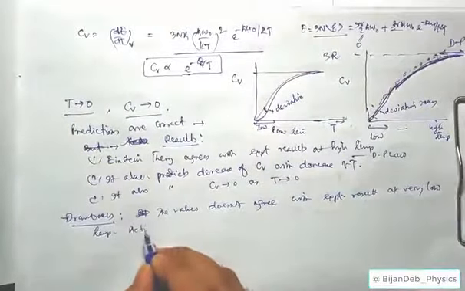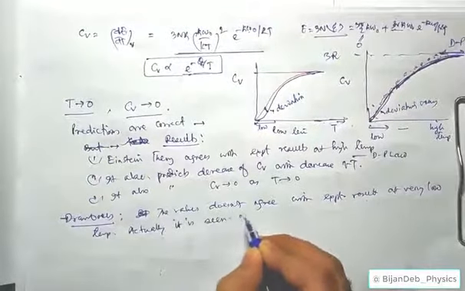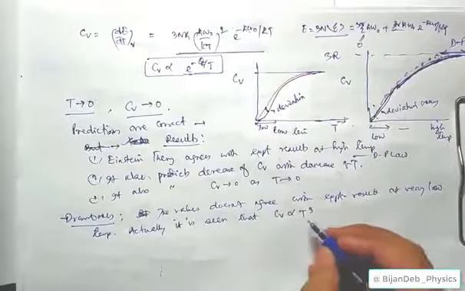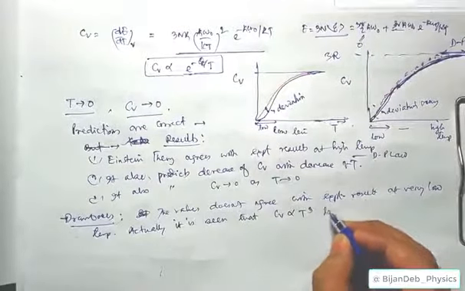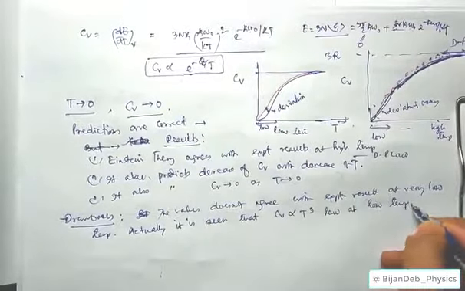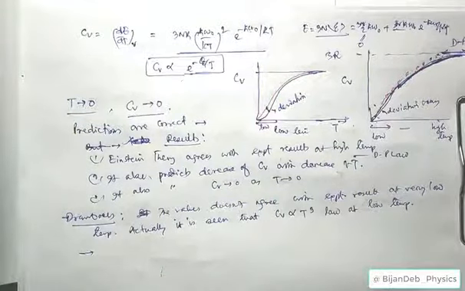Actually it is seen that Cv is proportional to T cube. So Cv decreases in the form of T cube law at low temperature, which we will see further as a modification of the Einstein theory by Debye theory. So why these drawbacks? It can explain the variation and predict over a wide range, but it fails at the very low temperature zone.